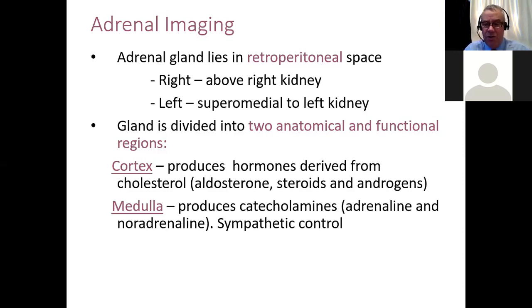There's the cortex, which makes cholesterol-based steroids, and particularly aldosterone and some of the androgens. And there's the medulla, which makes the catecholamines, such as adrenaline. So depending if you want to look at the cortex and medulla, then you need to use different types of tracers.